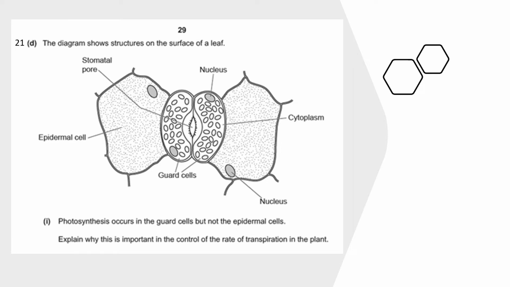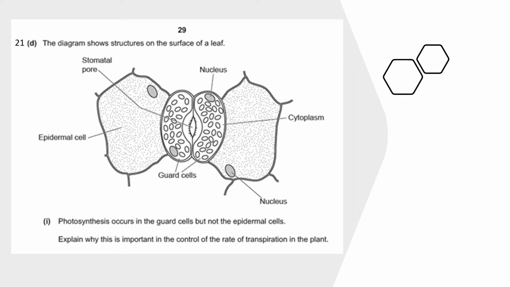Now we will look into question 21D. The diagram shows structures on the surface of a leaf. Question 1. Photosynthesis occurs in the guard cells but not the epidermal cells. Explain why this is important in the control of the rate of transpiration in the plant.